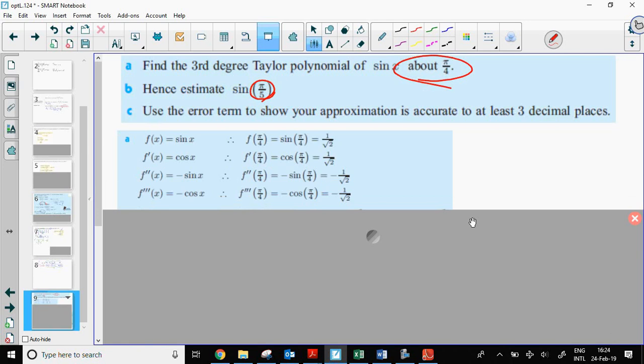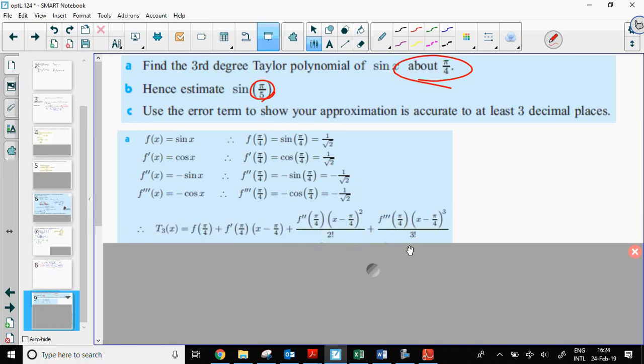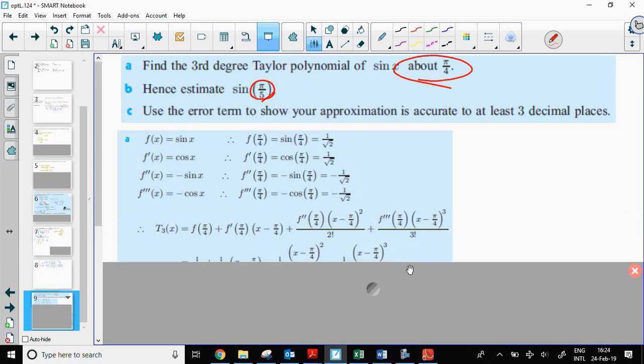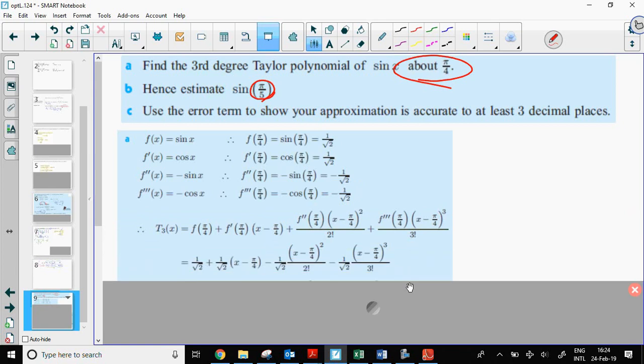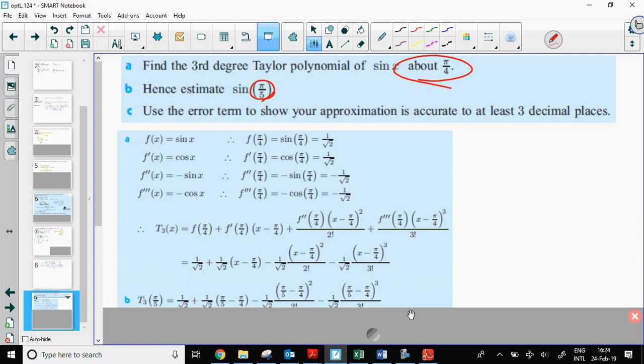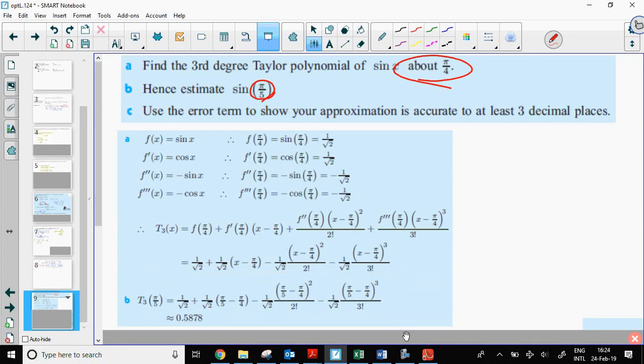Evaluate them at our center of pi over 4, and here we've got the coefficients for our Taylor series. No big deal. It's going to look something like this. Marvelous. And now we can use that to estimate the sine of pi over 5 by dropping pi over 5 in for all of the x's. And if we grab a calculator, we can establish that that's approximately that decimal.